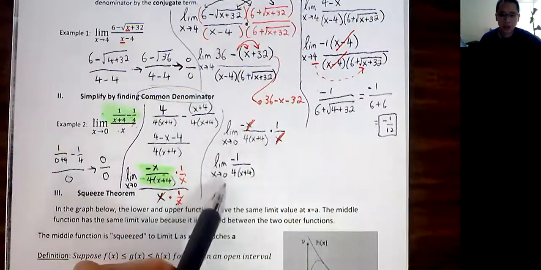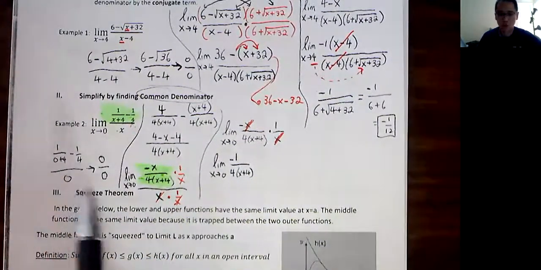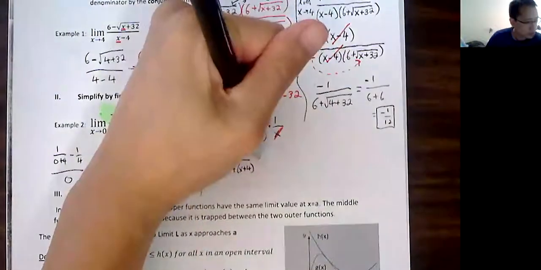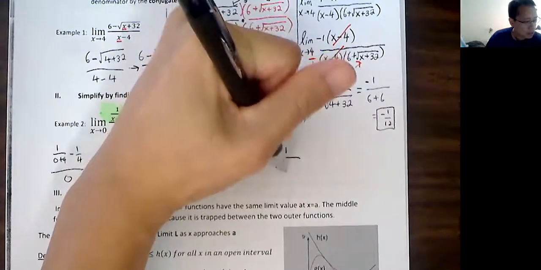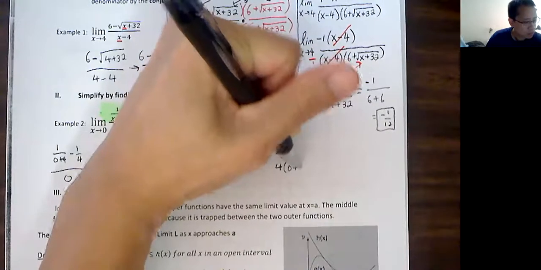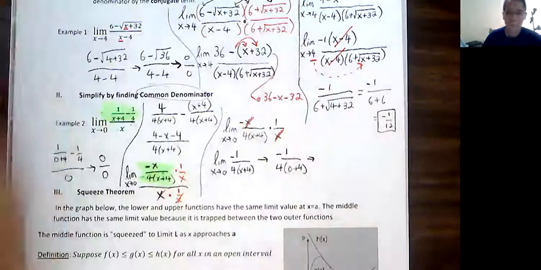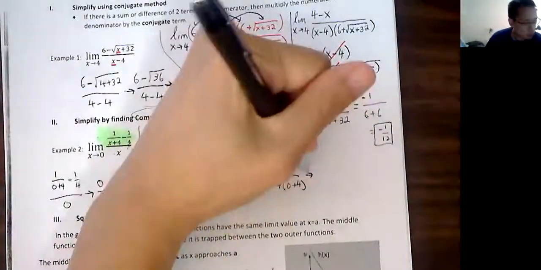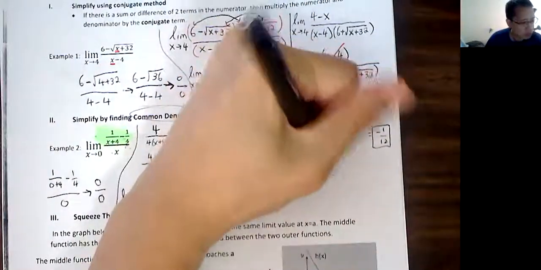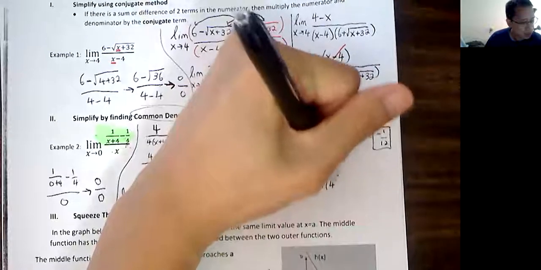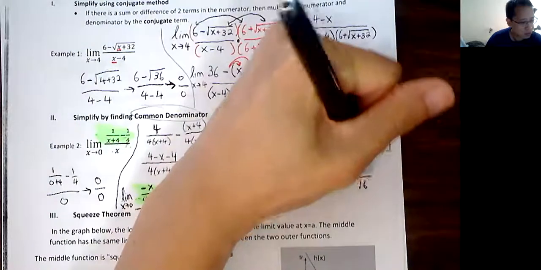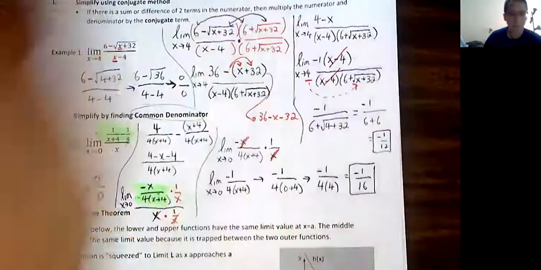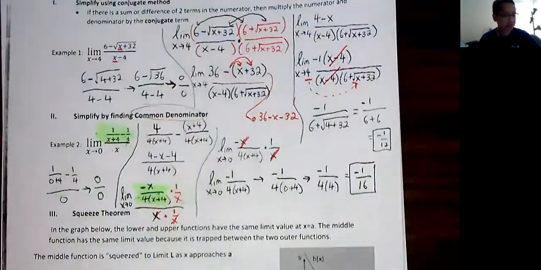The hole has been removed, replace the x's with 0, and we get negative 1 over 4 times 0 plus 4. 0 plus 4 is just 4, so we get negative 1 over 4 times 4. And 4 times 4 is 16, so negative 1 over 16.